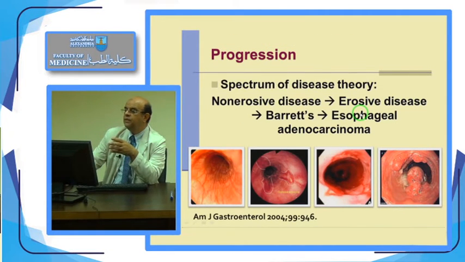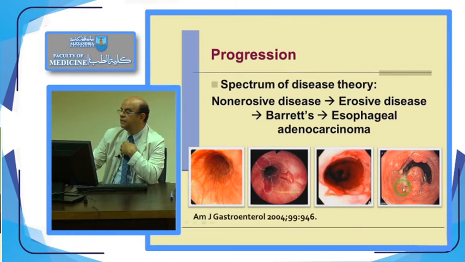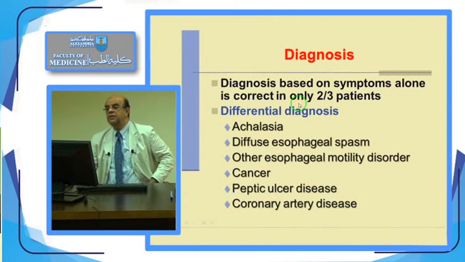The spectrum of the disease: you have normal esophagus, you have esophagitis, this is grade 2 Savary-Miller, and this is grade 3, this is stricture, and here you have some sort of adenocarcinoma. So non-erosive disease, Barrett esophagus, and esophageal adenocarcinoma is the spectrum of the disease.